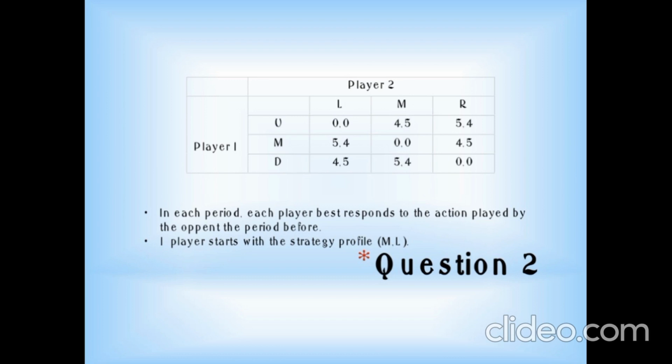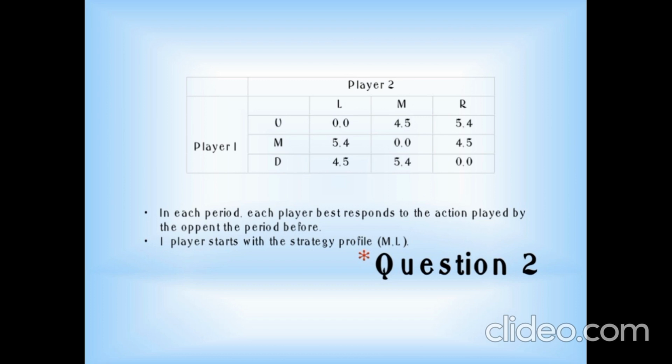In period 3, player 1 will best respond to player 2's M strategy from the previous period by playing M, and player 2 will best respond to player 1's M strategy from the previous period by playing L. This means that player 1 receives a payoff of 5 and player 2 receives a payoff of 4 in period 3.